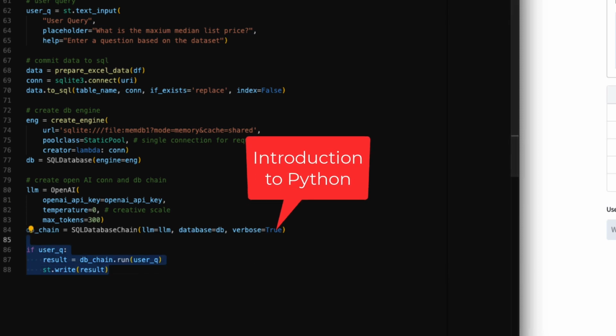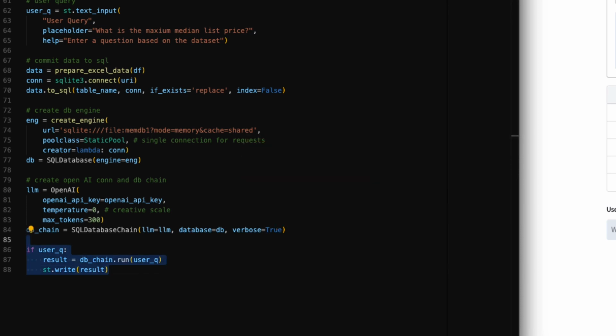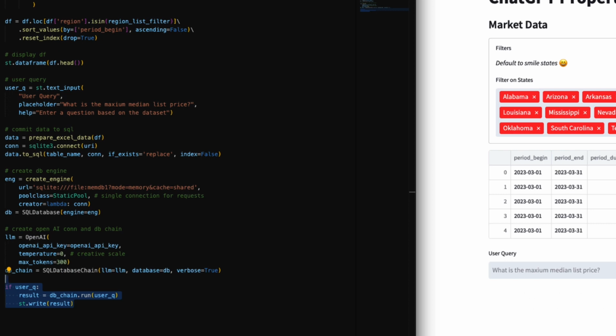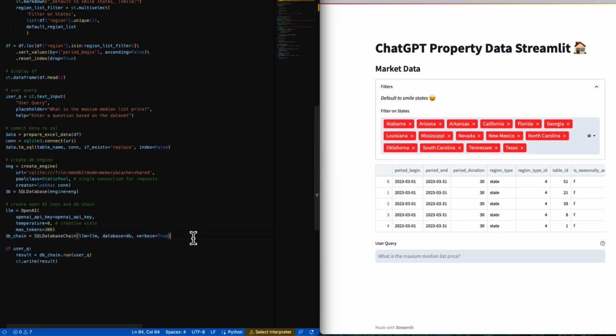Lastly, this is where we actually handle the user's question. If a user asks a question, this would be set to true. Then we want to run the database chain on that user's question, and then we want to write back the result to that user, which is where you saw the sentence populate below this text input. The amazing part here is that we created this simple web app all within 100 lines of code. It doesn't take too much to write this together.